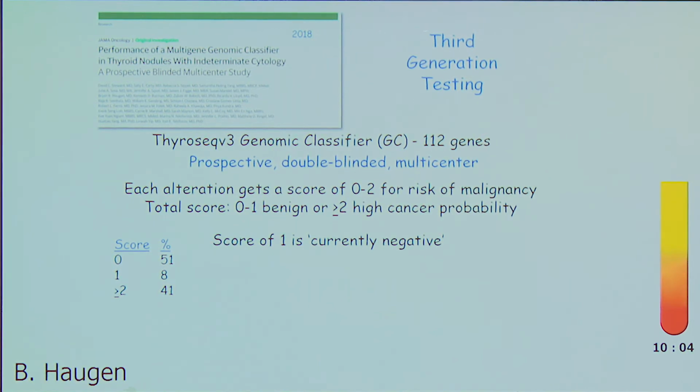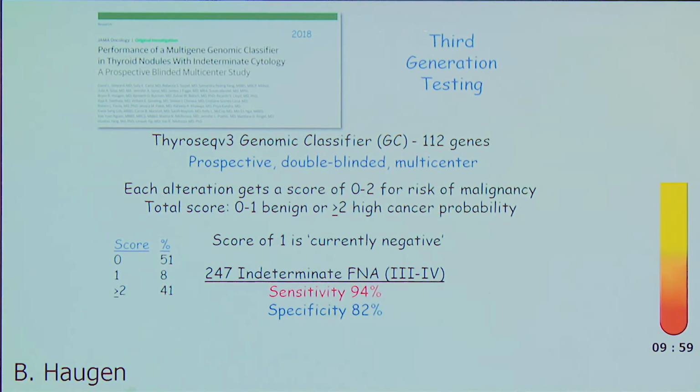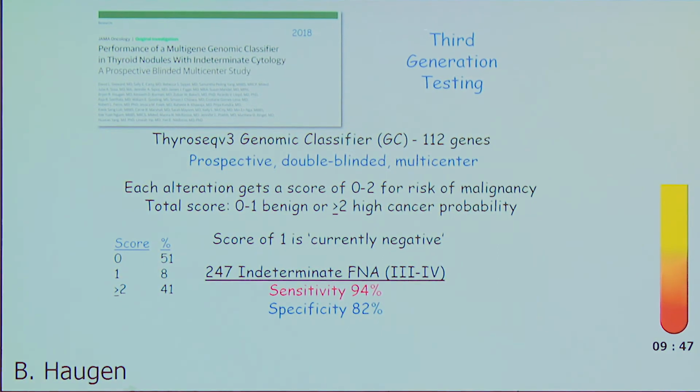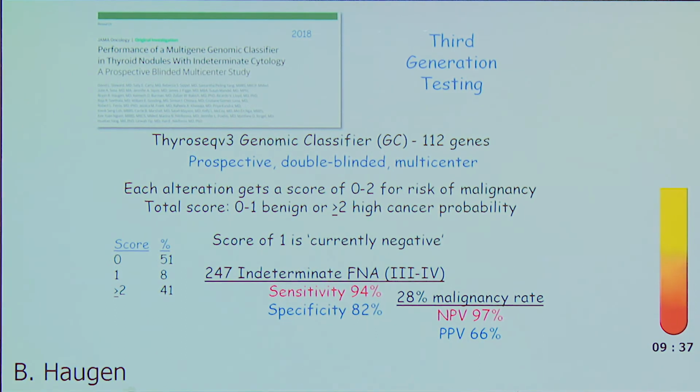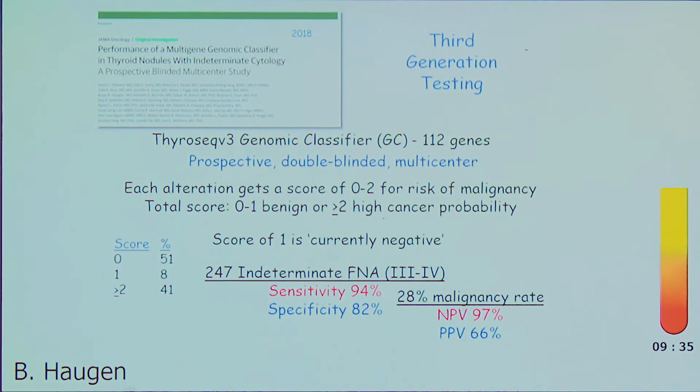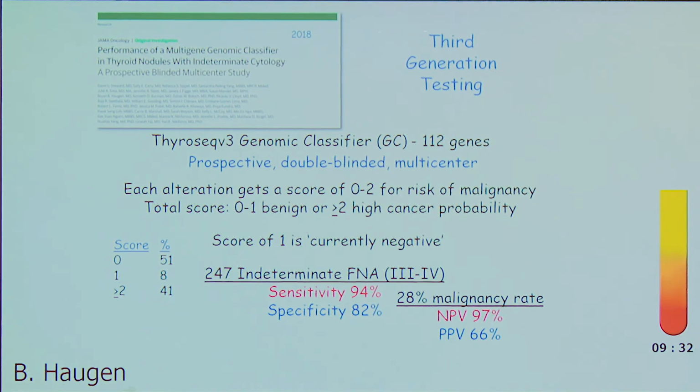I totally understand and have talked to them about this, but I must admit I still would like a different name for this. So this was 247 indeterminate FNAs. Bethesda 3 and 4 has a very high sensitivity now, which that 7 gene classifier did not, and still retains a high specificity. Not as high as the 7 genes alone, but still has a very high sensitivity with a high specificity. This study had a 28% malignancy rate, so a very high negative predictive value, and still a fairly good positive predictive value here at 66%.